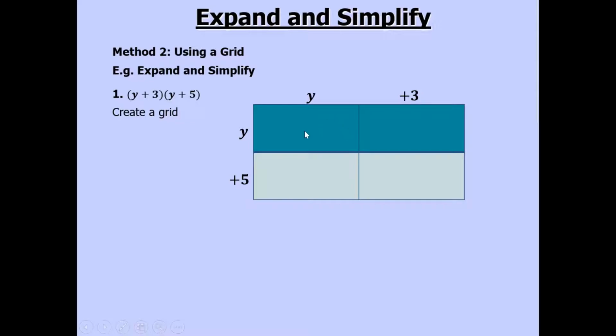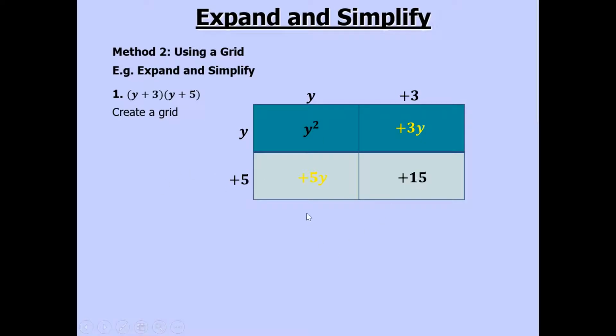So in this case here, y times y is y squared. This height here is y, so this value here is y because these lines are parallel. So y times positive 3, we write numbers first, so it's positive 3y. Likewise we go 5 times y for this section here is positive 5y, and then 5 times 3 is 15, so it's positive 15.